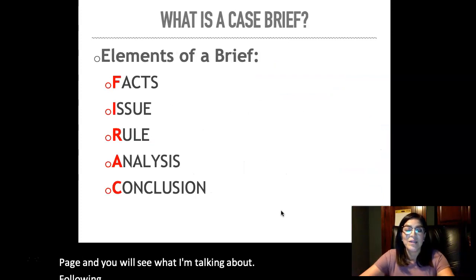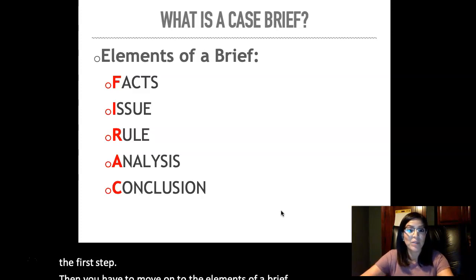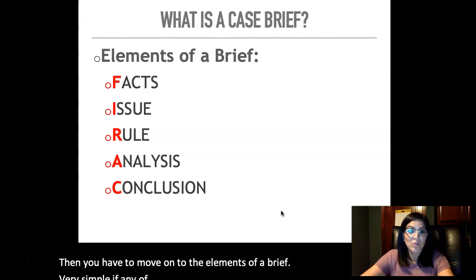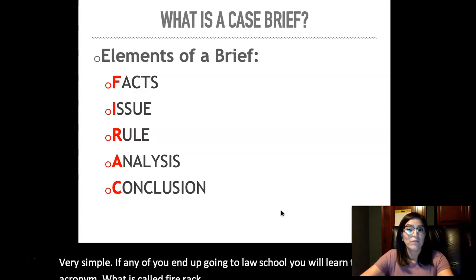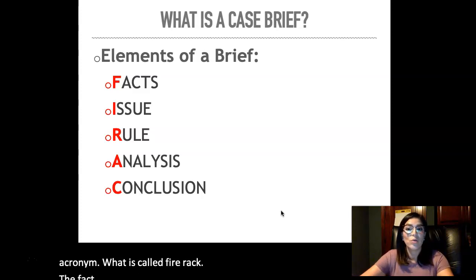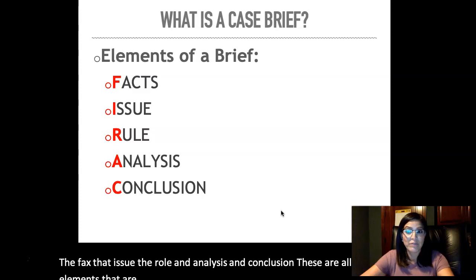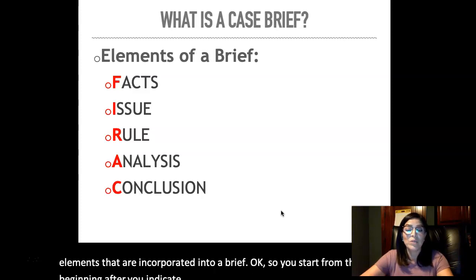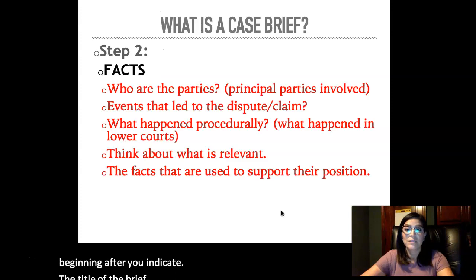Okay, so following the first step, you have to move on to the elements of a brief. Very simple. If any of you end up going to law school, you will learn this acronym, what is called FIRAC: the facts, the issue, the rule, an analysis, and conclusion. These are all the elements that are incorporated into a brief. So you start from the very beginning. After you indicate the title of the brief, you move on to the facts. So that's step 2. Facts.